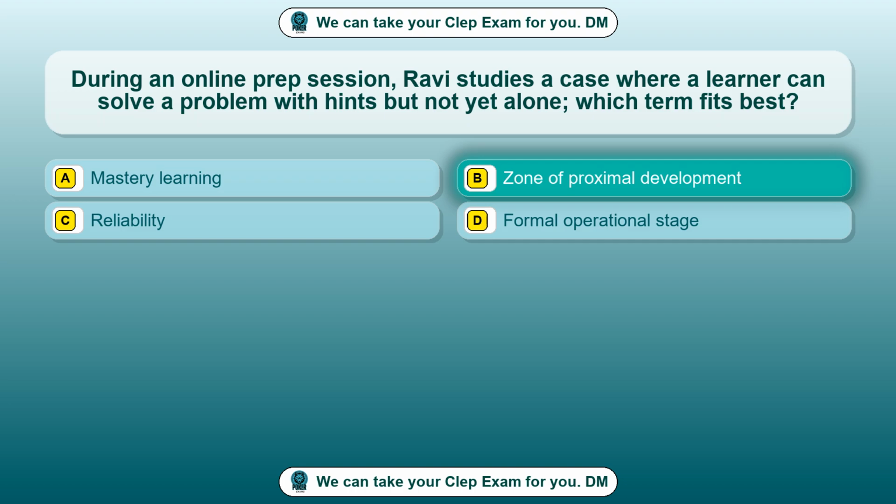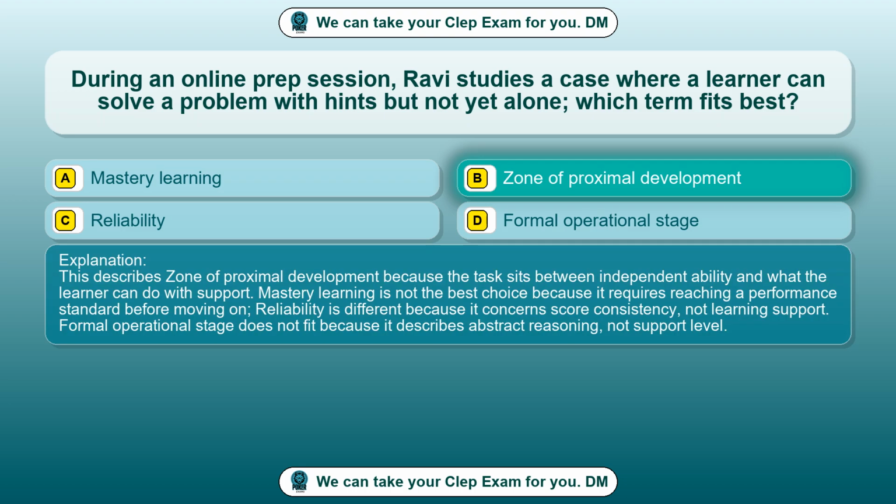Zone of proximal development. This describes zone of proximal development because the task sits between independent ability and what the learner can do with support. Mastery learning is not the best choice because it requires reaching a performance standard before moving on. Reliability is different because it concerns score consistency, not learning support. Formal operational stage does not fit because it describes abstract reasoning, not support level.